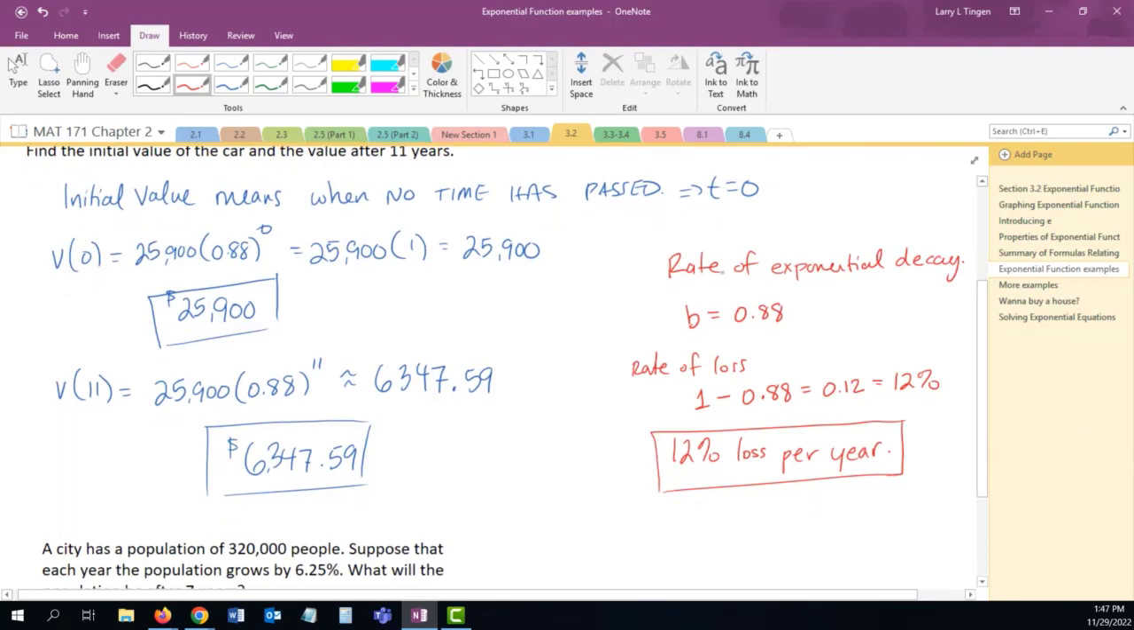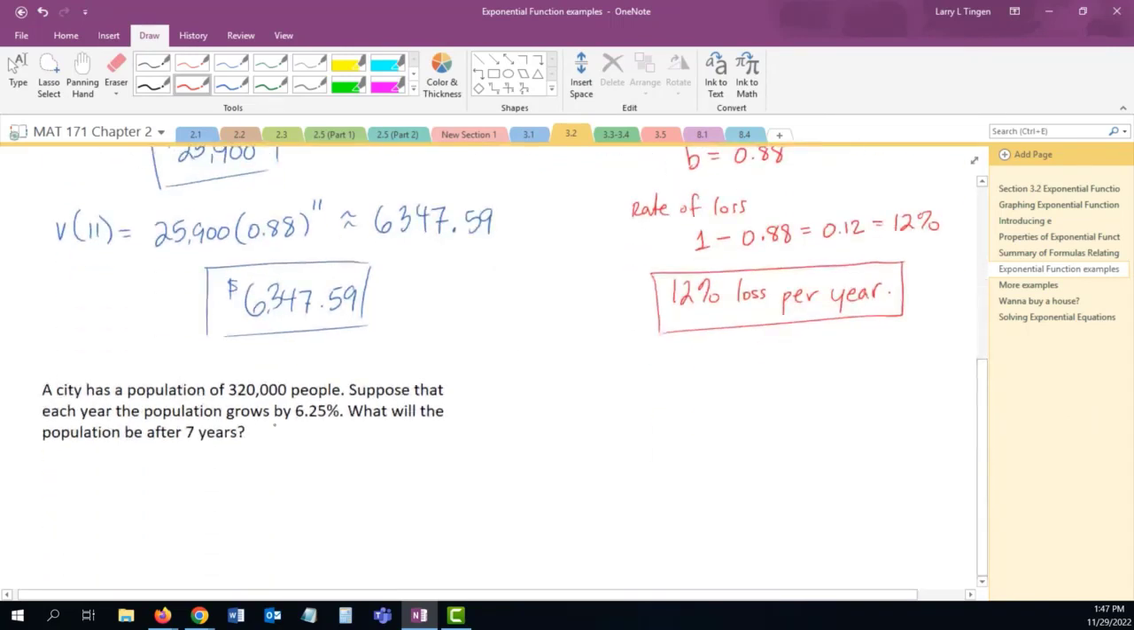So with that in mind, if I want to know my rate of decay or growth, it's just how far off is my base from the number 1. If I've got loss, my base is going to be between 0 and 1. If I have growth, like I do in this problem, my base is going to be greater than 1.